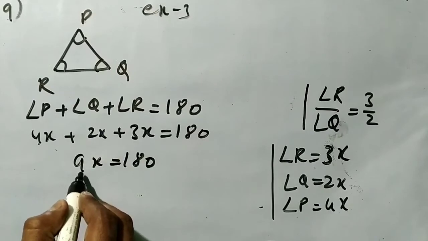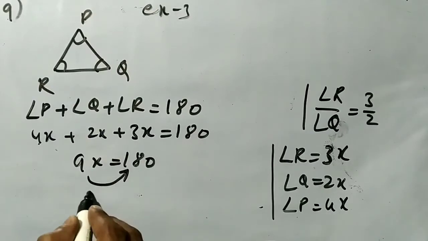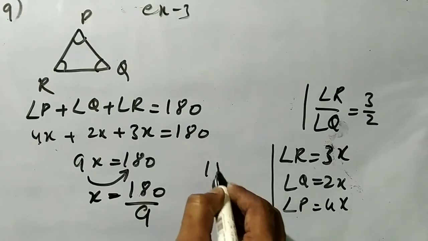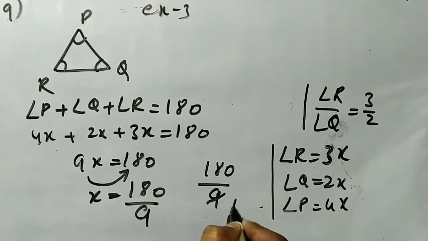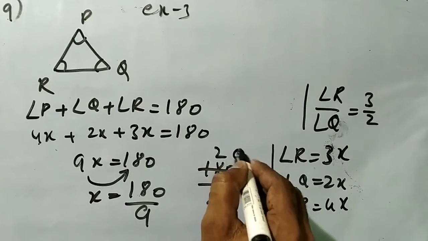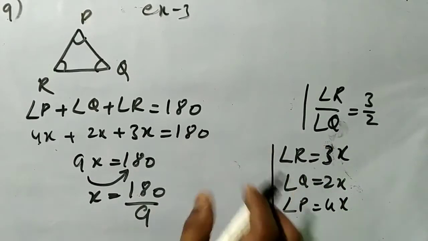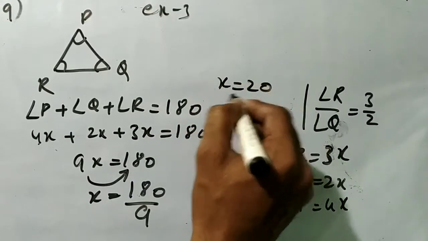Here 9 is multiplying. When it goes to the other side, it becomes division. That is x is equal to 180 by 9. So 180 by 9 is nothing but 9 ones are 9, 9 twos are 18, 900. So here x is equal to 20. So x is equal to 20 we got.